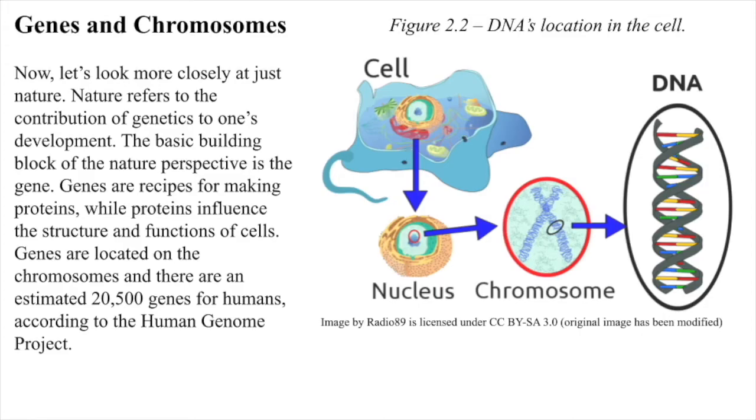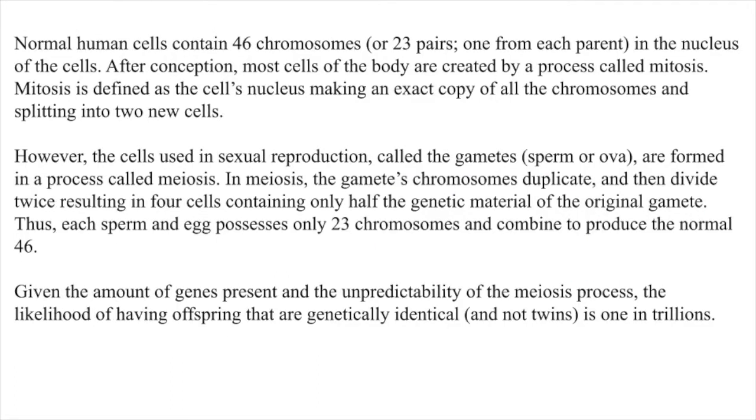Genes are located on the chromosomes, and there are an estimated 20,500 genes for humans, according to the Human Genome Project. Normal human cells contain 46 chromosomes, or 23 pairs, one from each parent, in the nucleus of the cells.